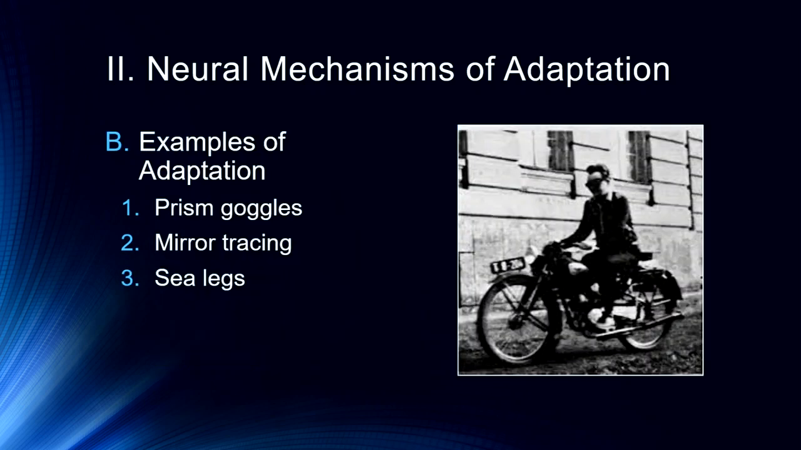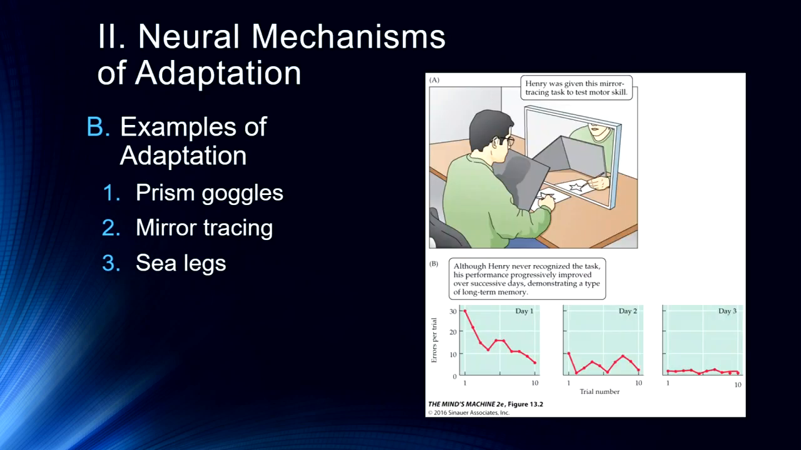So some examples of this kind of adaptation are these prism goggles. This is somebody who has prism goggles on, who was out riding a motorcycle, which I find slightly odd, but it was a photograph I found. Mirror tracing is another great example of this, and we're going to talk about this with patient HM, which is the data you see here, in which you can't see your hand, you can only see a mirror reflection of your hand, and you learn to trace around objects with this kind of apparatus by looking in the mirror.